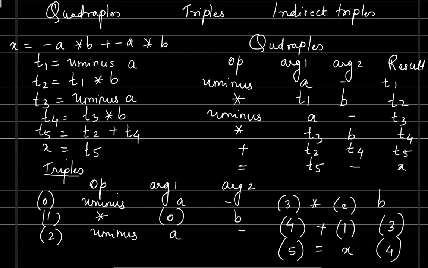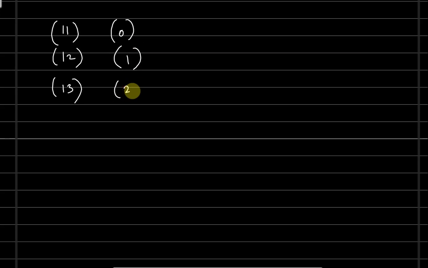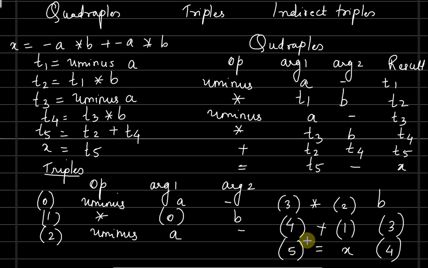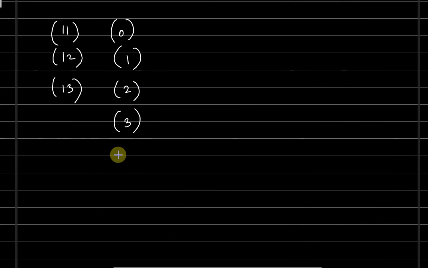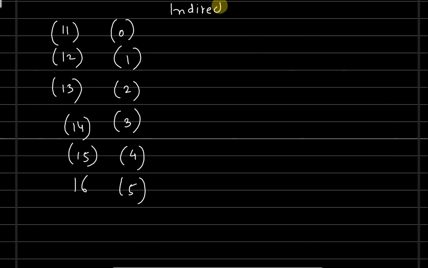Now next is indirect triples, wherein we just list pointers to triples. So I'll just create some addresses 11, 12, 13, the number of statements, and you just write 0. These are references 0, 1, 2, 3, 4, 5. That is the number of statements here. How many statements are there? 0, 1, 2, 3, 4, 5. So first write those 0, 1, 2, 3, 4, 5 and put these values. This is indirect triple representation.